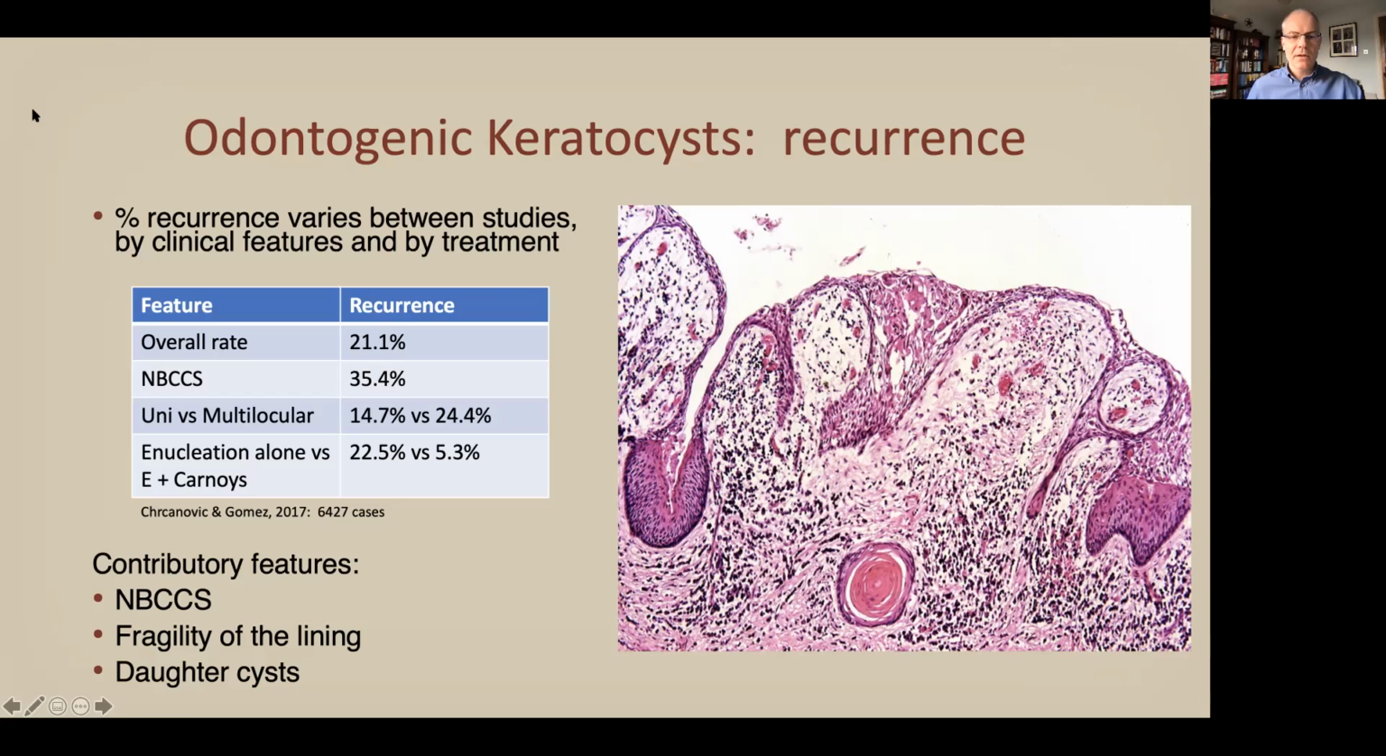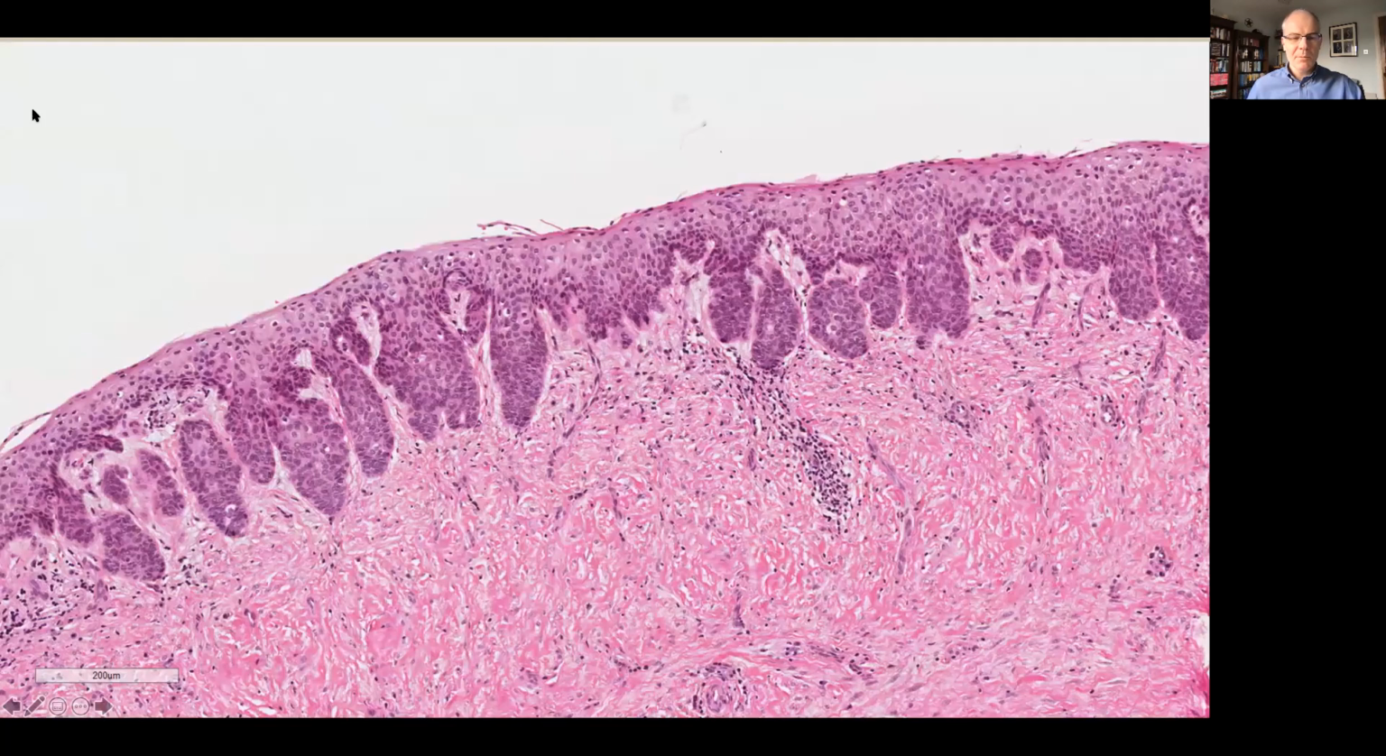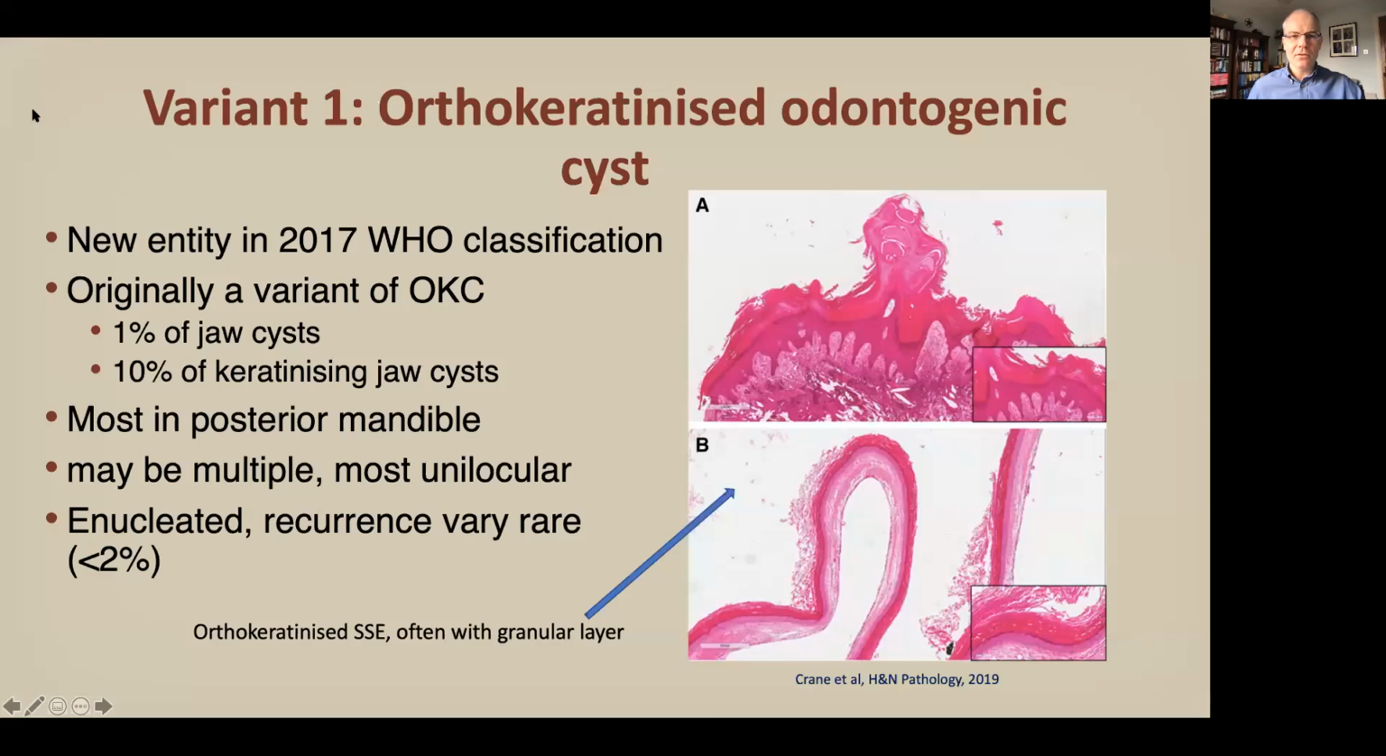Multilocular tends to be higher. And also, it's very important in relation to the modality of treatment, and enucleation alone tends to result in a significant recurrence rate. The fragility of the lining and the presence of daughter cysts is also associated with recurrence. Here we have a keratinized cyst of the jaws with this rather budded and proliferating appearance. We sometimes get these cysts and we wonder really what it means. But there are a number of other features that may be associated with recurrence.